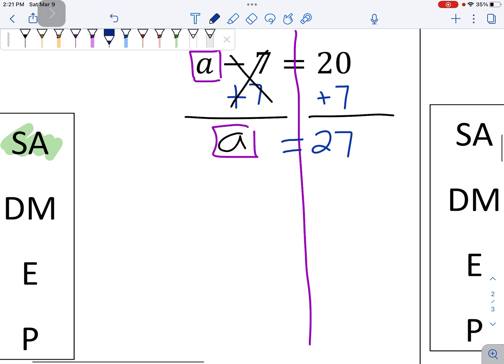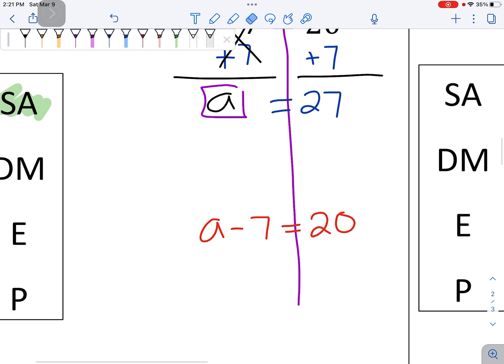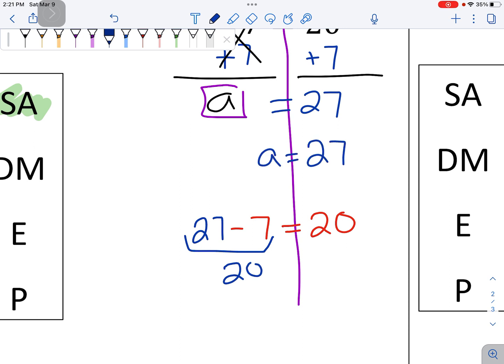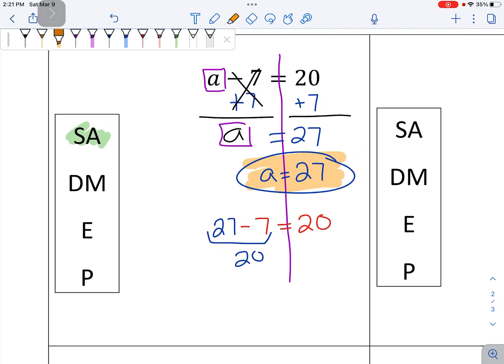I'm going to rewrite the original problem. A take away 7 equals 20. Now I'm going to get rid of the A and rewrite it with 27. Yeah, 27 take away 7 is 20, so these do match. That does mean that A equals 27. It's really helpful if you circle your final answer.